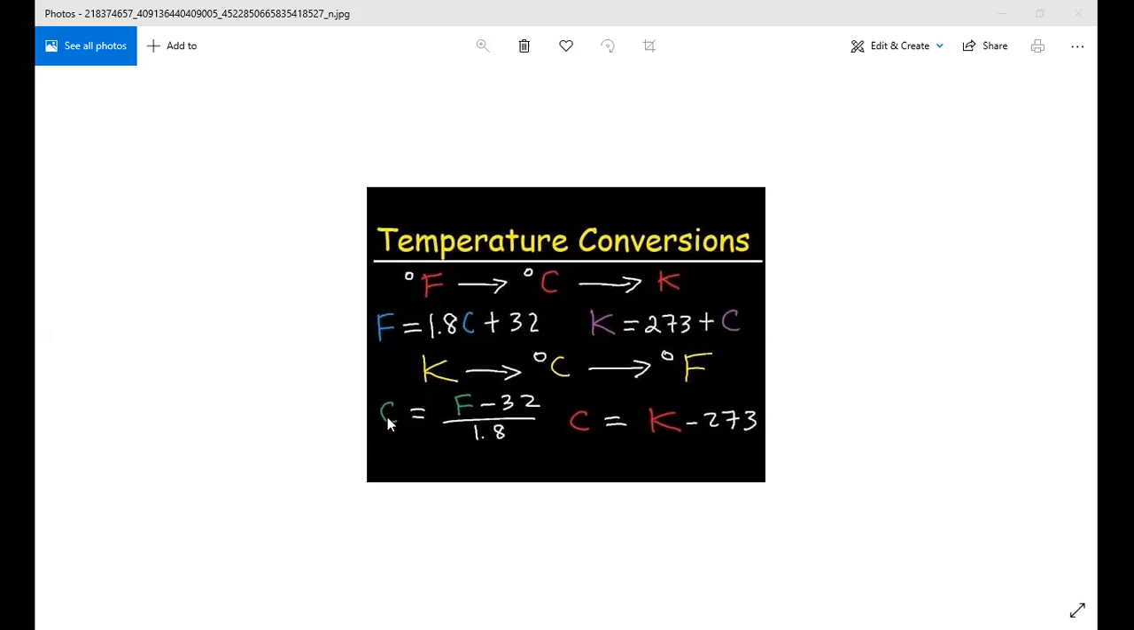Then to get degrees Celsius, it is Fahrenheit minus 32 divided by 1.8. Okay? So the same thing. To get Celsius is Kelvin minus 273 degrees. So that is how to convert, okay?